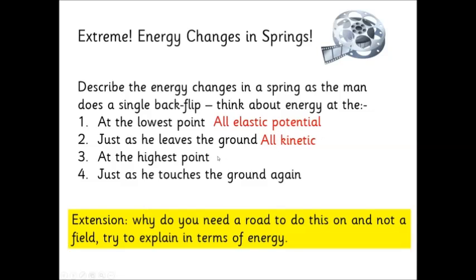And at the highest point, all of the kinetic energy is being converted to gravitational potential energy, and they've got as high as they can, and then they start to fall back down towards the earth again, and just as they touch the ground, all of the gravitational potential energy has gone back into kinetic, and then the cycle starts all over again. And just to get you thinking, why do you need a road to do this on and not a field? Try to explain in terms of energy.